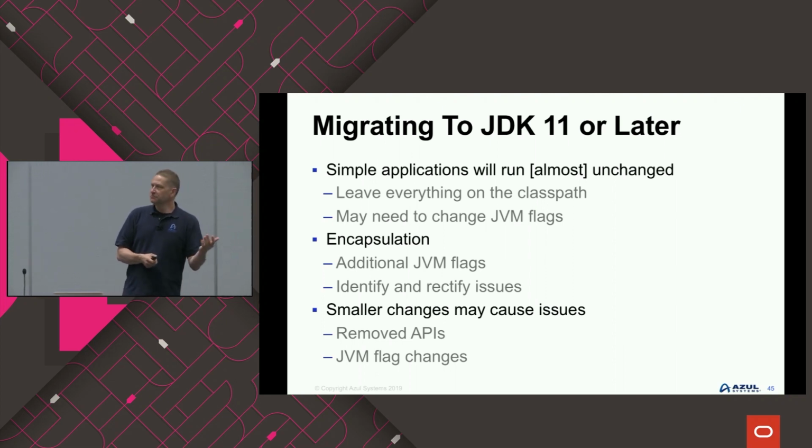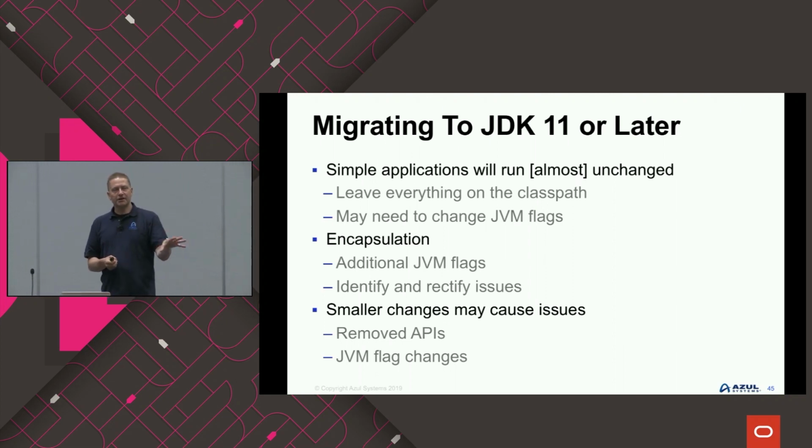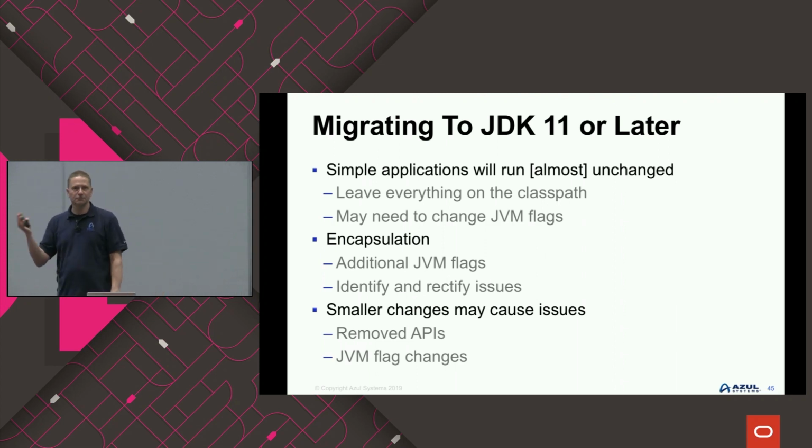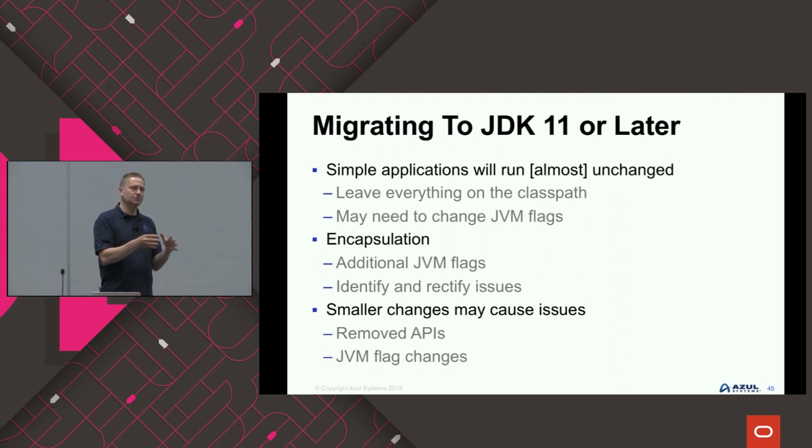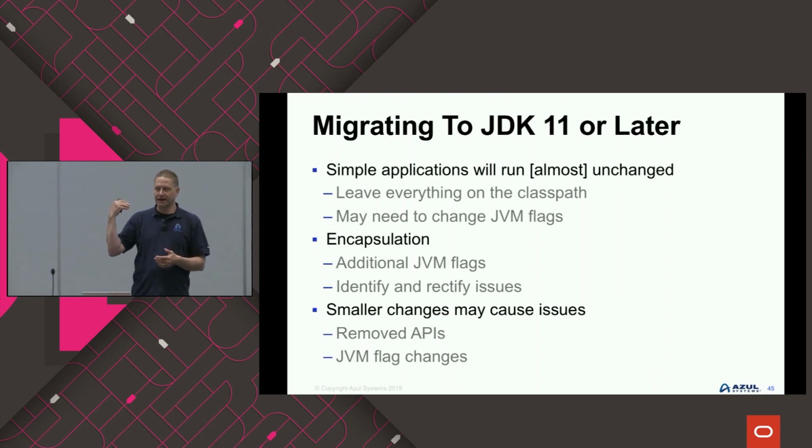If you're using any of the internal APIs, either directly or through another third-party library or framework, then you might need to do some tweaking of the flags so that you get access to those things. There are tools like JDeprScan and jdeps that will allow you to make some more choices about that. And as I said, there's a whole bunch of small, tiny things that might catch you out in terms of removed APIs and things like that.